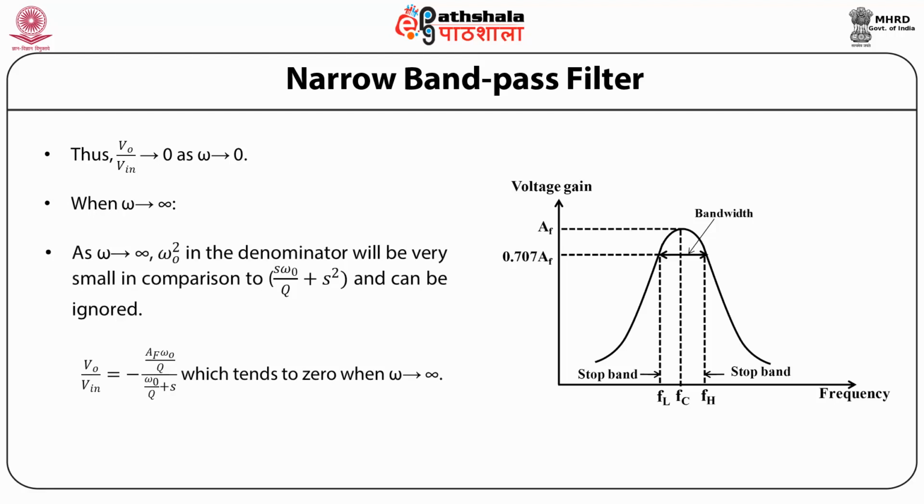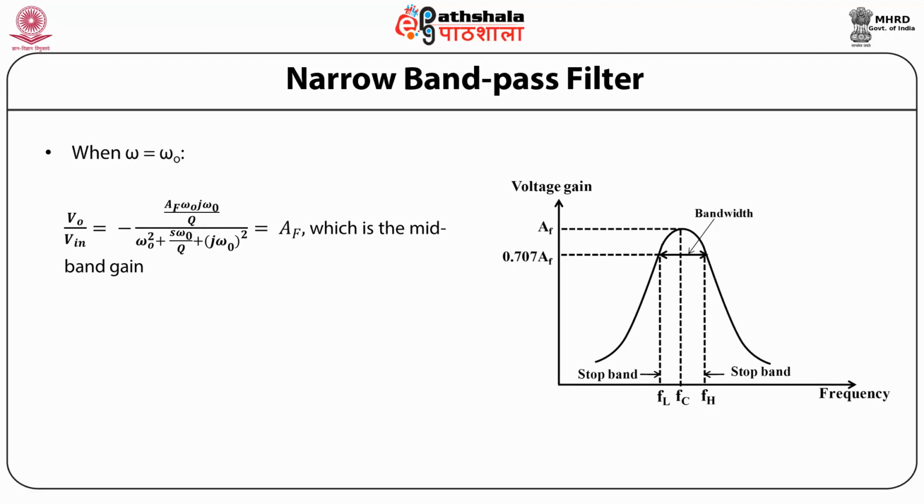Omega naught equals 2 pi fc is the center frequency. Capital Q is the quality factor, and AF is the gain at center frequency fc. Equating the corresponding coefficients, we get omega naught square is equal to 1 by R3 C1 C2 into (1 by R1 plus 1 by R2). The ratio of omega naught to Q is equal to (C2 plus C1) divided by R3 C2 C1, and AF into omega naught divided by Q is equal to 1 by R1 C2.